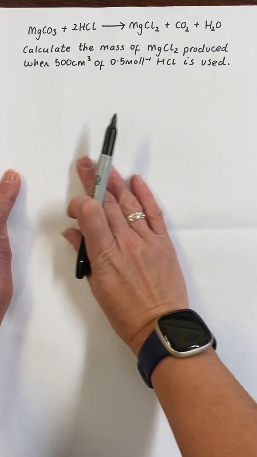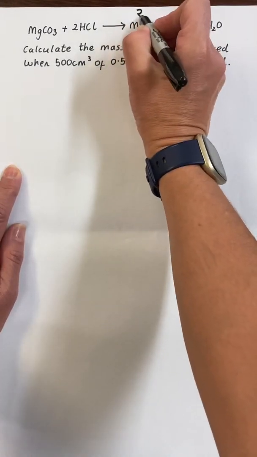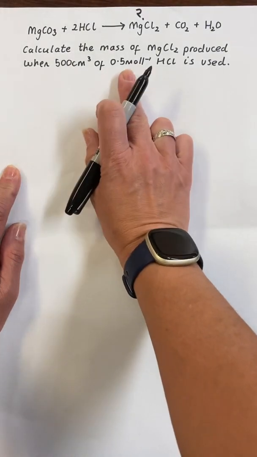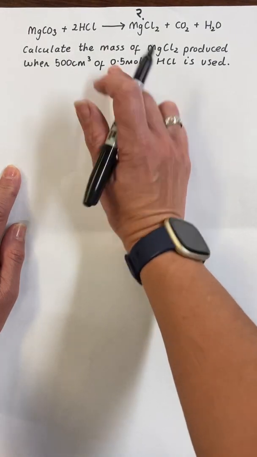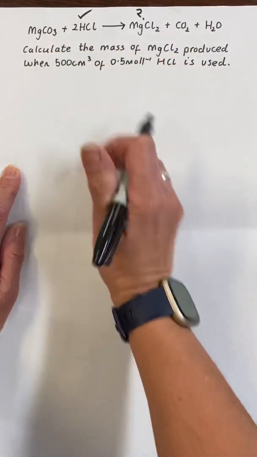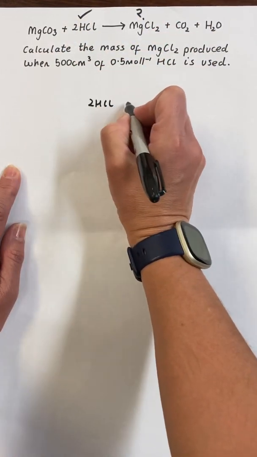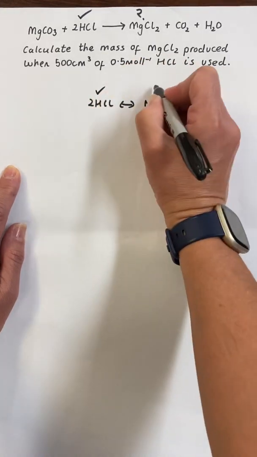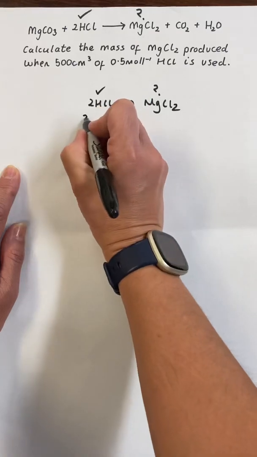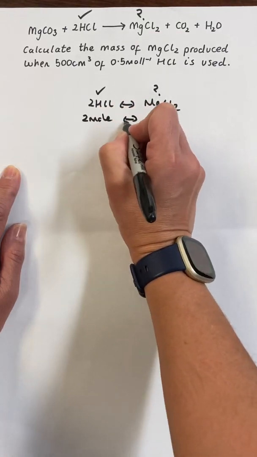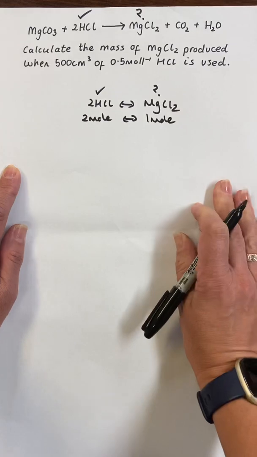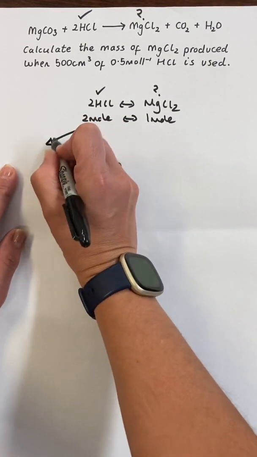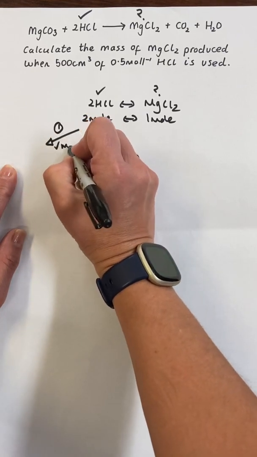In this example, we have to calculate the mass of MgCl2. So again, I've got my question mark here. When I use 500 cubic centimetres of 0.5 mole per litre HCl, so my tick is here. Again, I'm going to narrow my focus, so I have 2 HCl to MgCl2. Tick and question mark. Again, put down my mole to mole ratio based on the balanced equation, so I've got a 2 mole to 1 mole ratio.